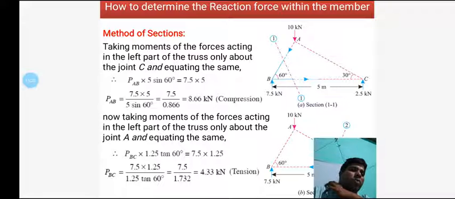So we have already discussed the different types of reaction force within the member, in this member of a different truss problem. So we have discussed a lot of problems with different angles. So now we have completed the part on statically indeterminate and determinate structures, frames, and also the cables.